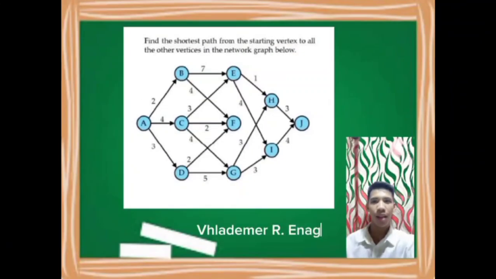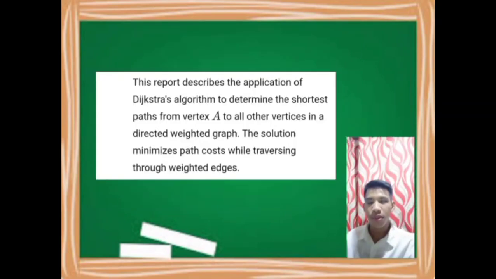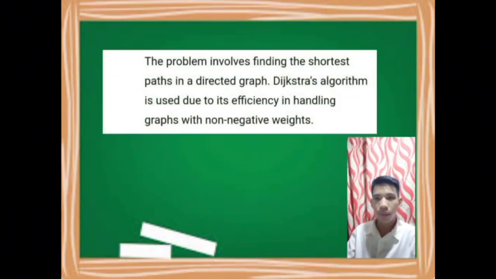Hi everyone, I'll be explaining how to solve a shortest path problem in a graph using Dijkstra's algorithm. This problem is all about finding the shortest distance from a starting node A to all other nodes in the given network. This report describes the application of Dijkstra's algorithm to determine the shortest paths from vertex A to all other vertices in a directed weighted graph. The solution minimizes path cost while traversing weighted edges. Dijkstra's algorithm is used due to its efficiency in handling graphs with non-negative weights.